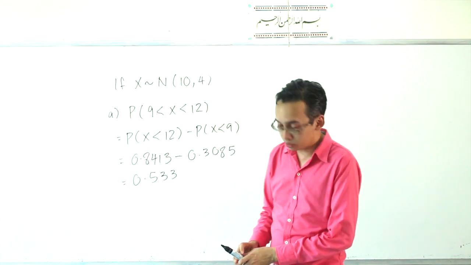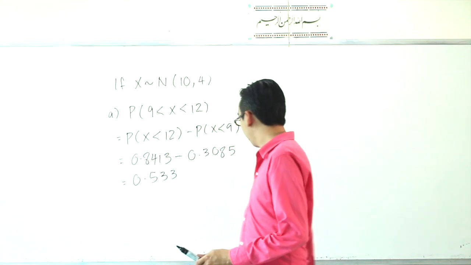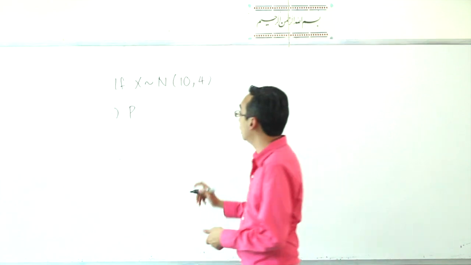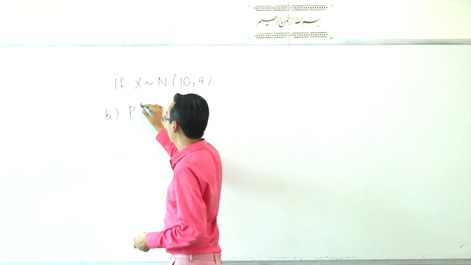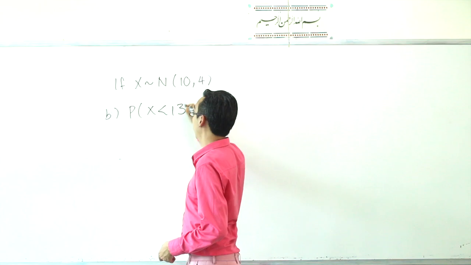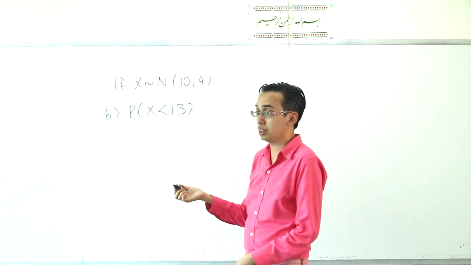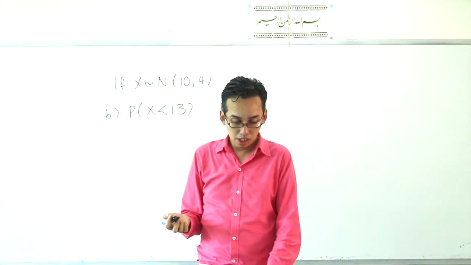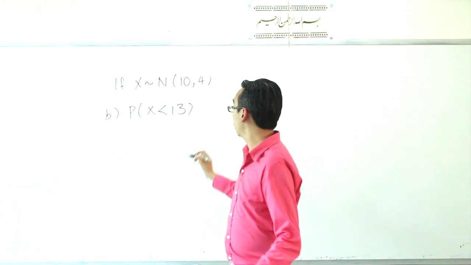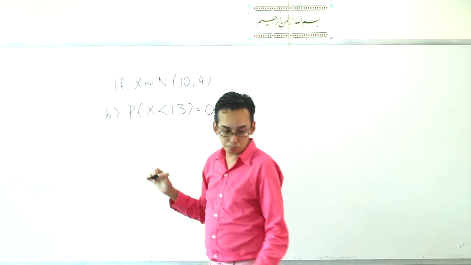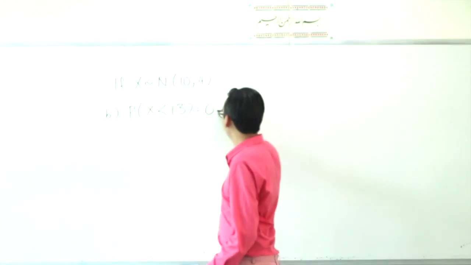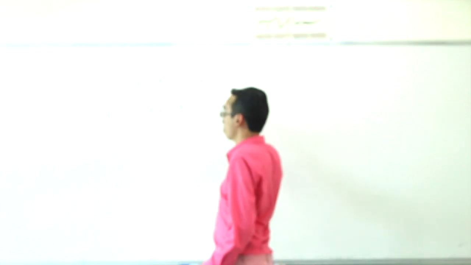I'll erase and do the next one. Next one is probability X is less than 30. Similar to just now, we just use the calculator, normal CDF, and then calculate that. So this will be 0.933. This is rather straightforward.